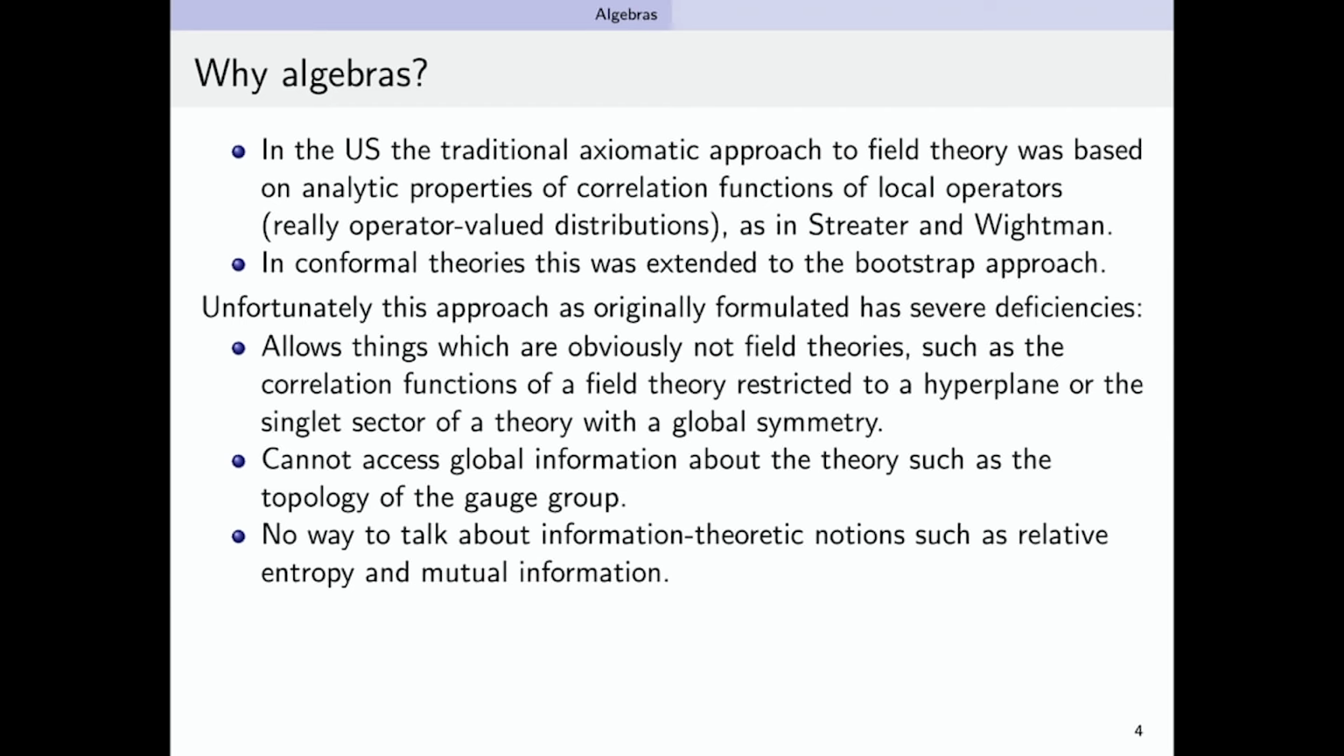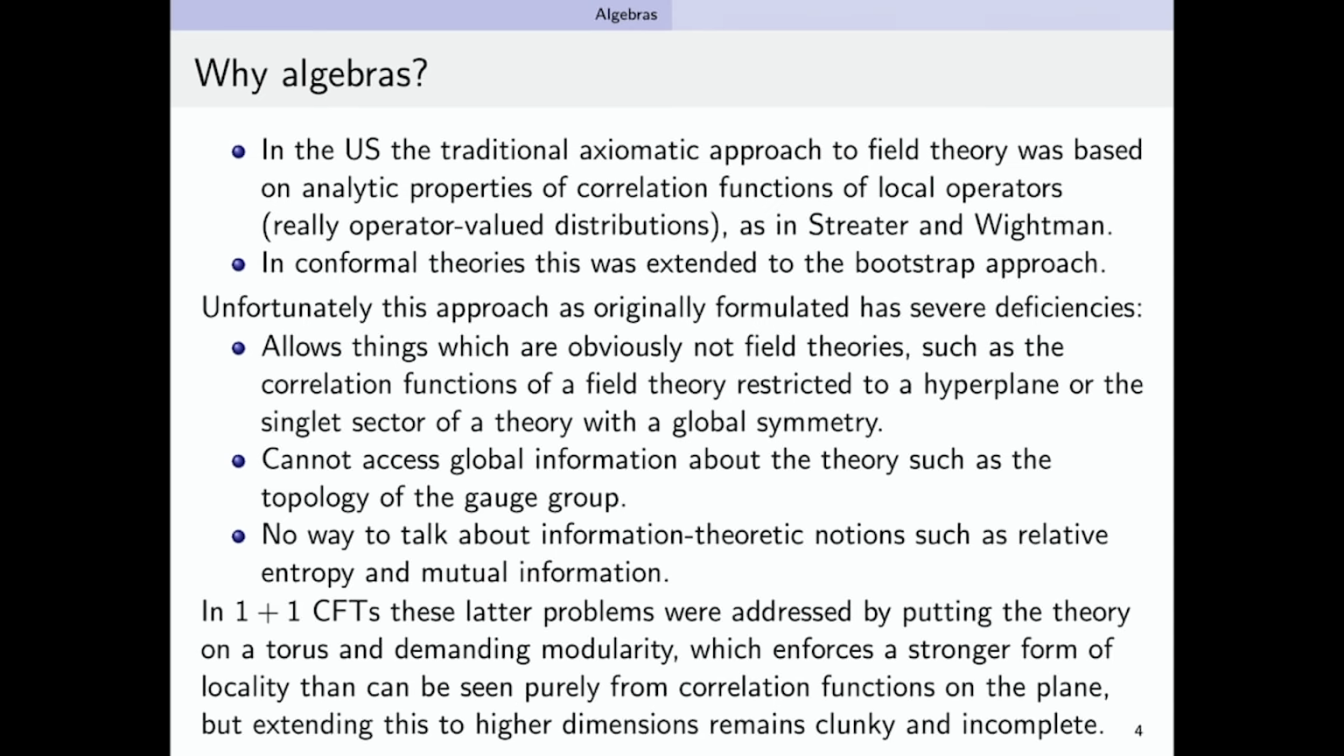And there's also no way to talk about information theoretic notions such as relative entropy and mutual information, which I would say have become clear are useful things to talk about in field theory. And then certainly once you couple to gravity, entropy is what you talk about all the time. Now, in 1+1 CFT, these problems aren't so bad. There's a fix, which is that you say that the theory should make sense on the torus. Okay? And that somehow accesses more of the local structure of the theory than you get just from the correlation functions.